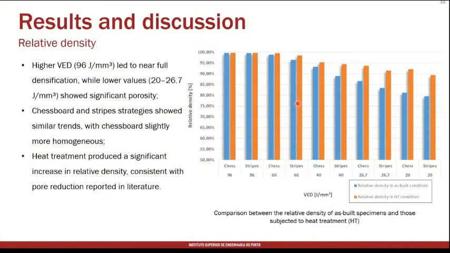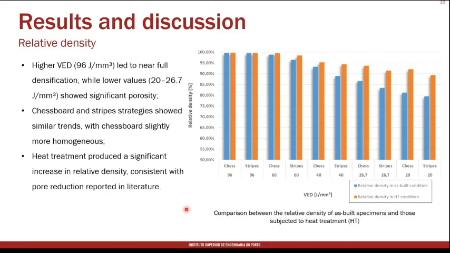In terms of results, and beginning with the relative density, we can compare the density without and with heat treatment. In blue, we have without, and in orange, we have with heat treatment for the different VEDs and for the two types of scanning patterns.